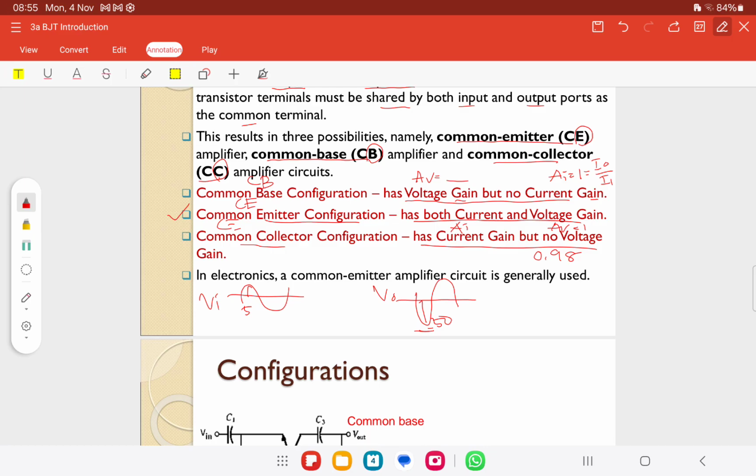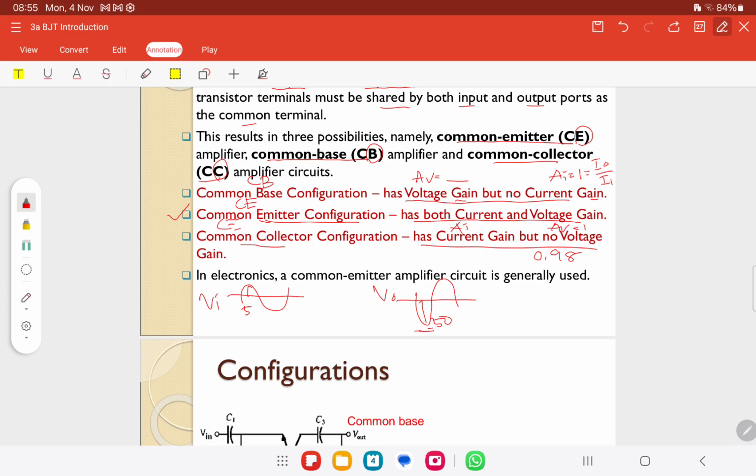Okay, so we have three configurations: common base, common emitter and common collector. For the applications depend on the purpose. Circuit kita tu kita nak guna untuk apa? So that is kita apply each of this one lah. Okay, normally kalau amplifier dia biasanya guna common emitter sebab amplifier memang kita nak amplify.